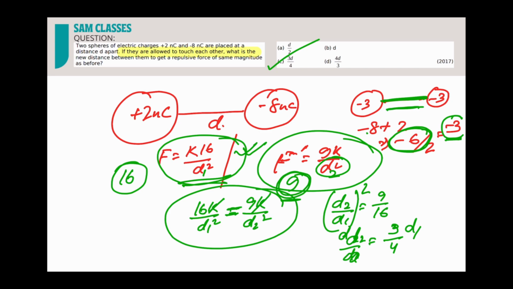Now you don't have to do all these kinds of calculations. You could have written directly 16 by d1 square, because we know k is also same, and that is equal to, for the second case scenario, you should calculate in mind, since we are touching each other, what is the total charge available? Minus 6. Divide by 2 spheres. So how much? Minus 3 to each. Multiply them, Q1, Q2. So 9. So 9 by D2 square. That's it. Now we need to find D2. So D2 square is equal to 9 by 16 of D1 square. That's it. So 3 by 4 D. It will just take not more than 5 to 10 seconds, students. The questions in this chapter are pretty simple, pretty straightforward. Let's see the next question.